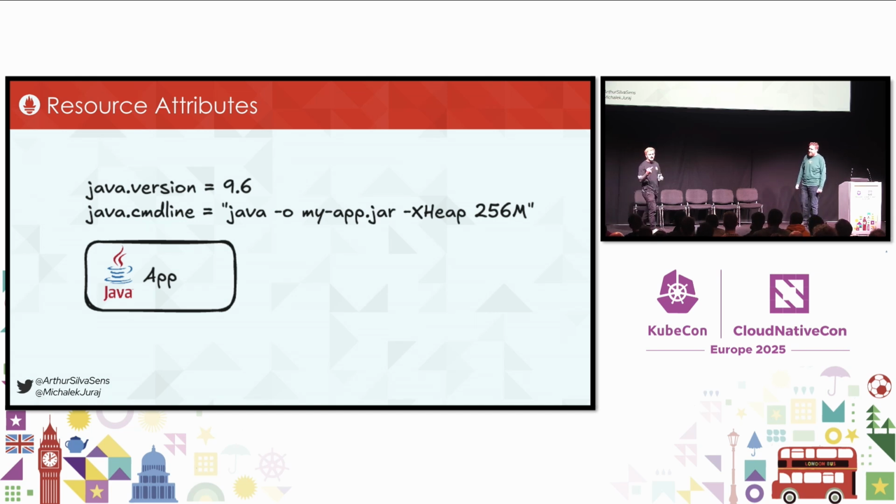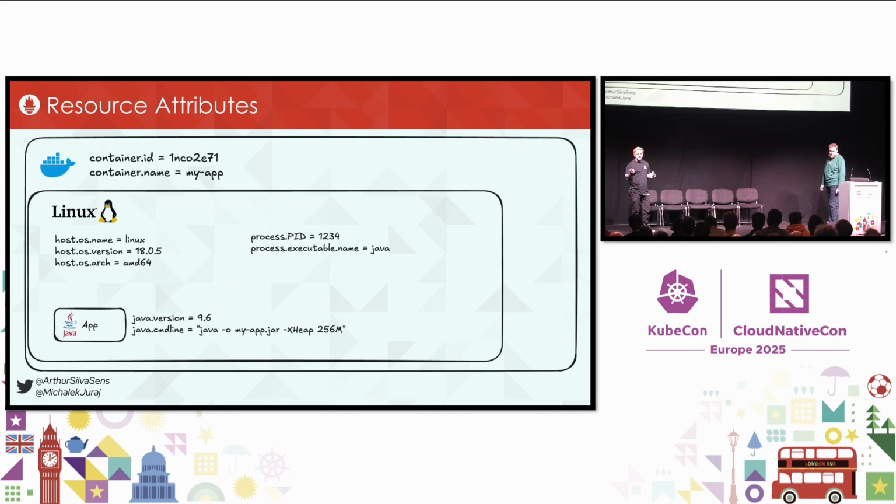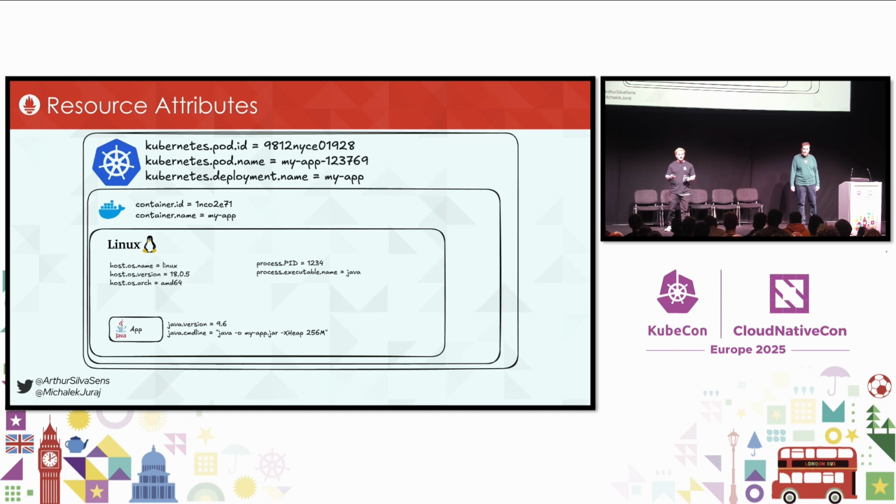So for example, if it's a Java application running with the Java SDK, we'll find information, for example, the Java version or the CMD line that run the application. If this app is running inside a Linux host, it will find information about the host itself. For example, the host, the OS name, things like process PID, the architecture of the CPU. If it's running inside a container, it finds things like container name, container ID. If it's running inside Kubernetes, you can use Kubernetes receivers to add more metadata to the application.